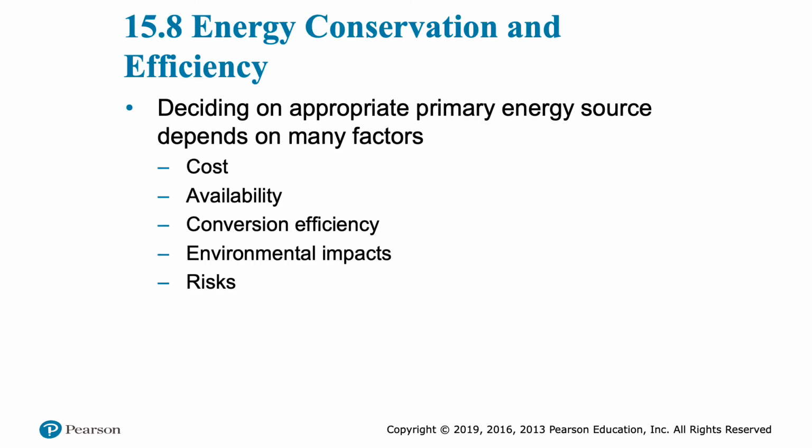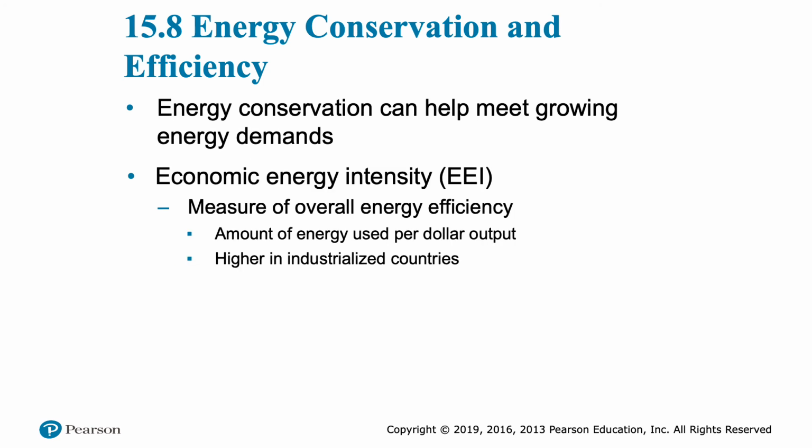Deciding on an appropriate primary energy source depends on its cost, where it's available, what the energy conversion efficiency rate is, how it impacts the environment, and any other risks involved. Energy conservation can help meet growing energy demands. The economic energy intensity is a measure of the overall energy efficiency. This is the amount of energy used per dollar output, and again, this is higher in industrial countries.